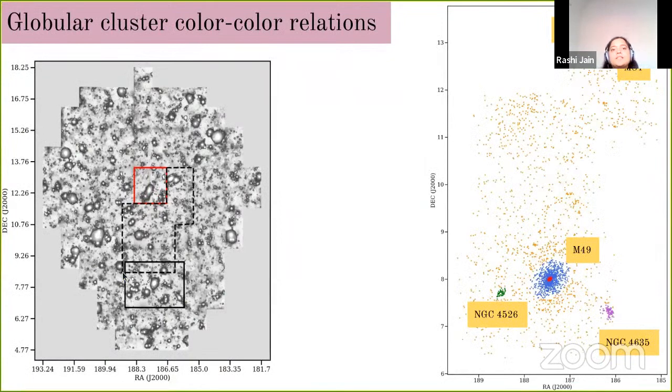Now, after we have selected our globular cluster sample, we will look at the color-color relations of these globular clusters. This shows the globular clusters in the entire field of study, the bottom field that has M49 and two other galaxies, a lenticular galaxy and an elliptical galaxy. And the top part of the field where there are two major elliptical galaxies, and the rest of the globular clusters mostly belong to the intracluster globular clusters.